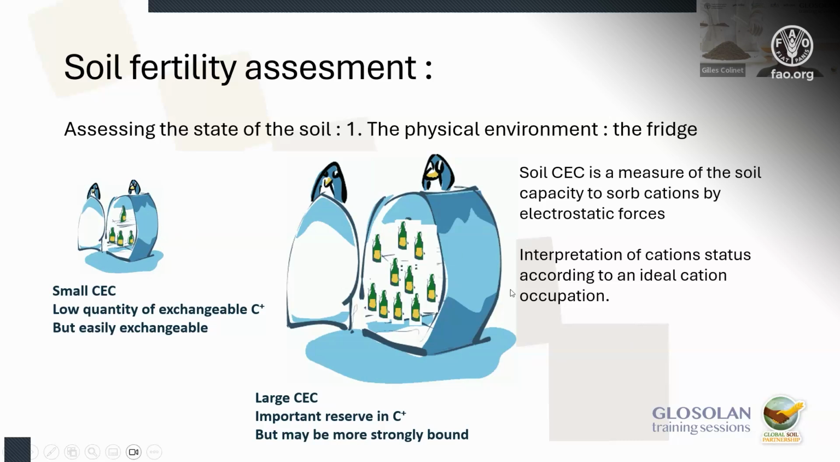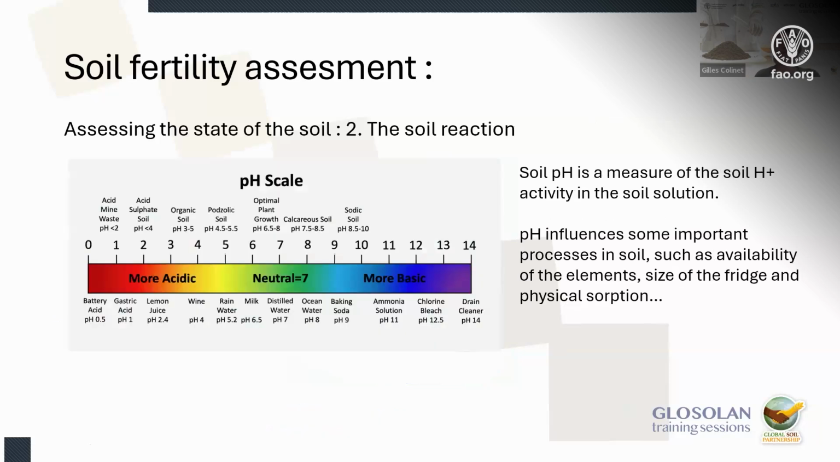Why it's important is because this size of the fridge, in our system and in other systems of classification of the nutrient status, the interpretation is based on the ideal cation occupation. So it means that if you have a fridge, it should have 60% of calcium, 12% of magnesium, and 10% of potassium, for example. So you can decide this.